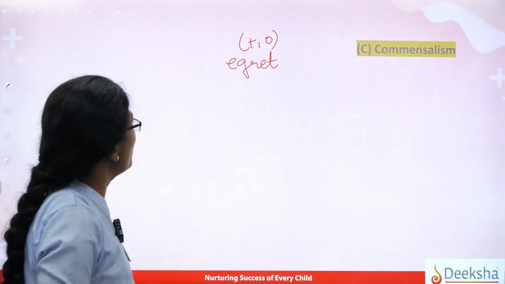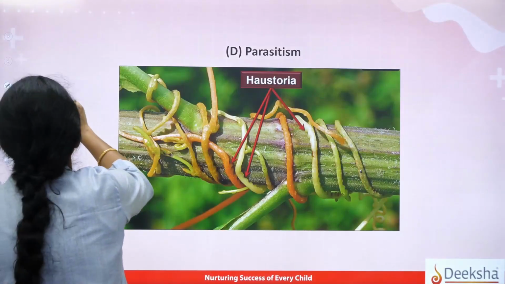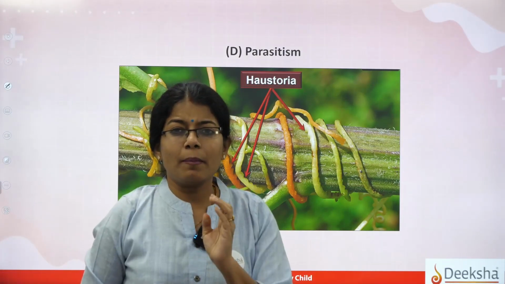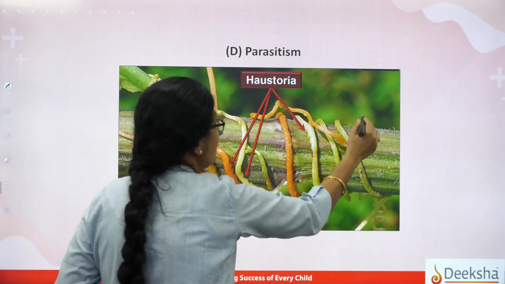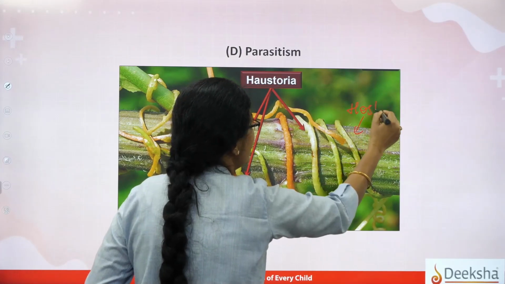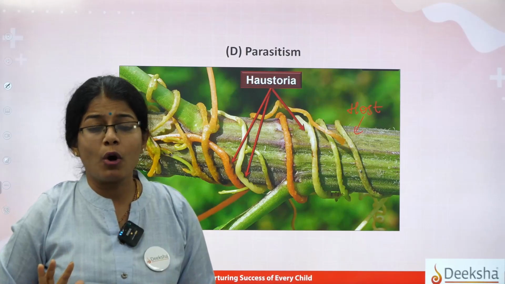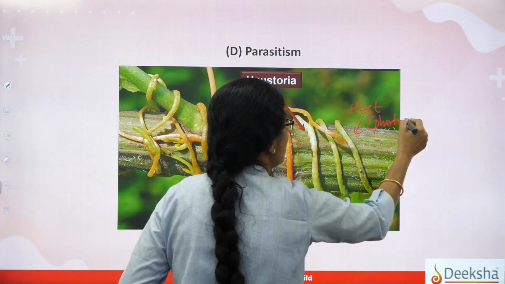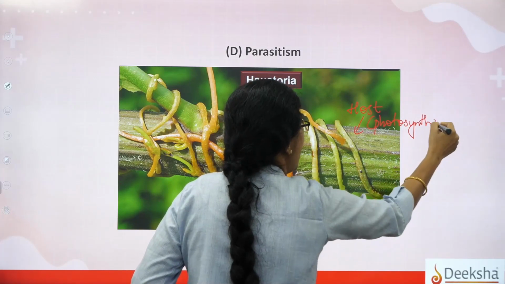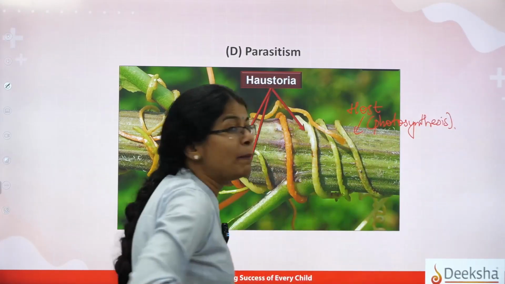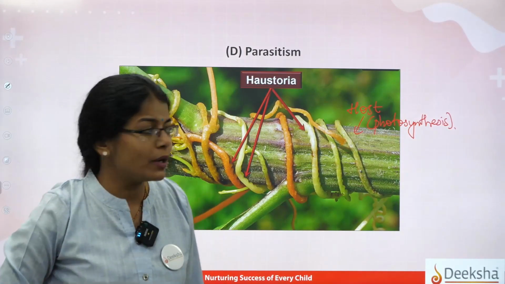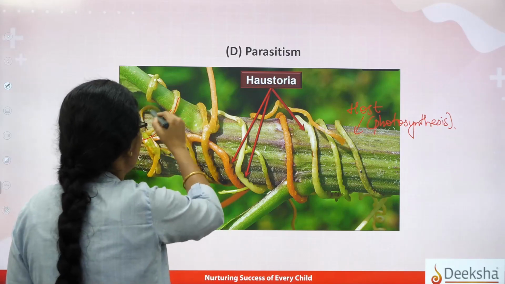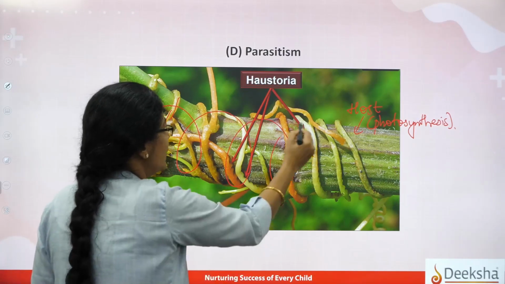And one such example we can put here is parasitism, wherein you can see two organisms interacting. For example, imagine this is one host plant, which is capable of making food on its own properly. That means it is completely photosynthetic, it performs photosynthesis, and there is a creeper which cannot make food on its own.